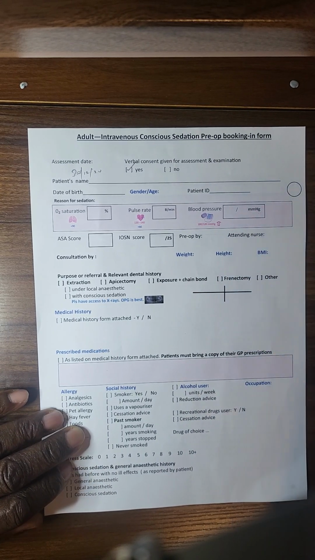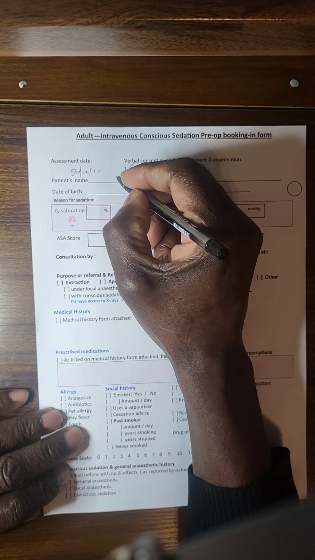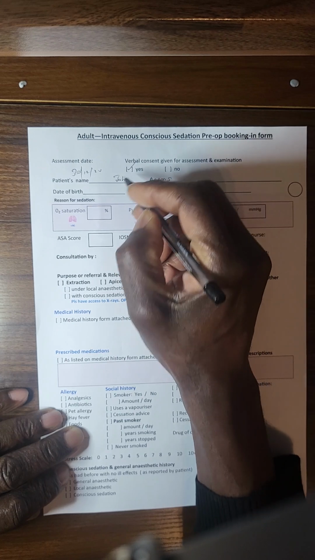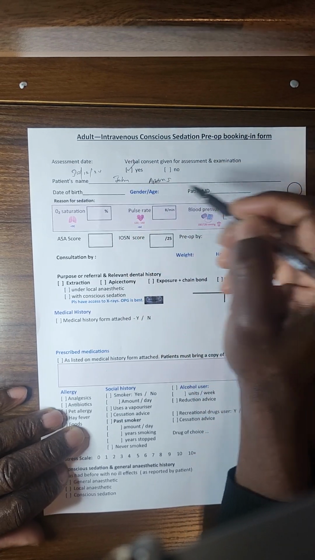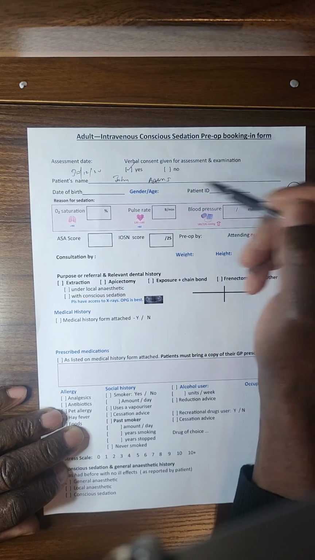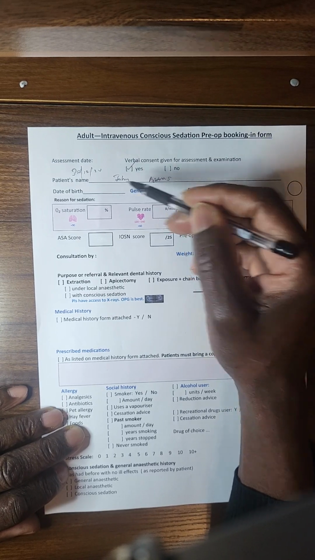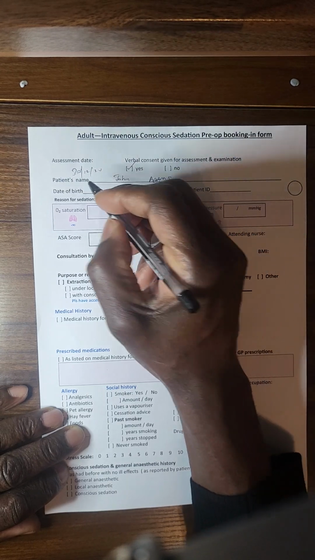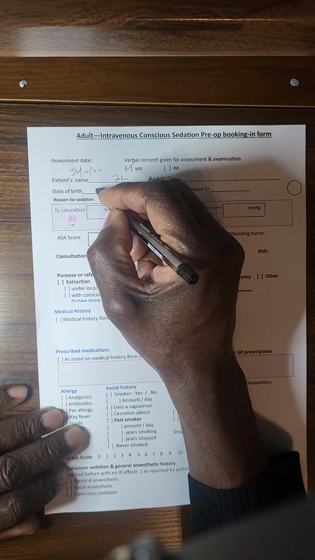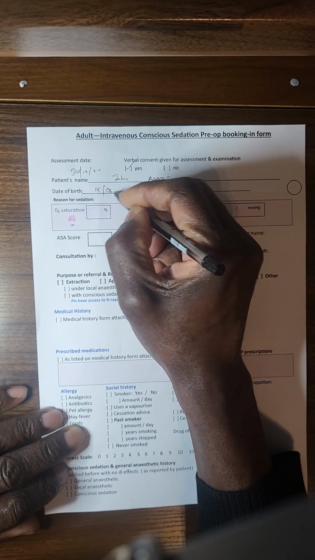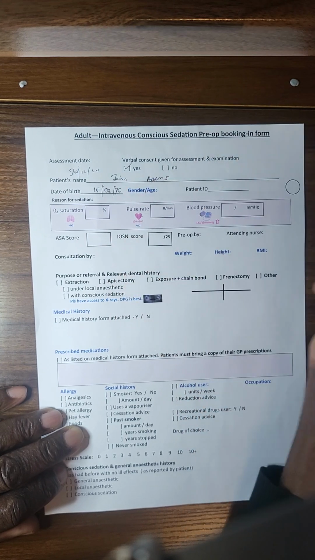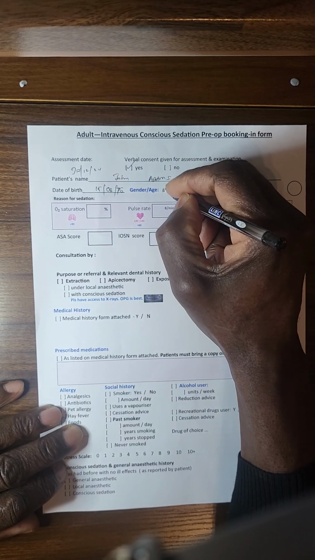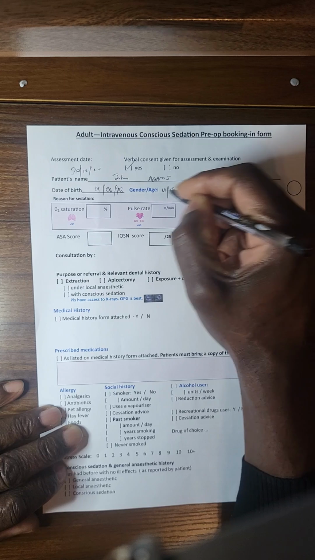Okay, so we put the patient's name first. So let's say the patient's name is John Adams. It's best to put the patient's first name in small letters and their surname in capital letters, so that helps us to know which name is the first name and which is the surname. We put their date of birth as well, so let's say that is the 15th of June 1976. Then gender and age, so we can put something like M 46.